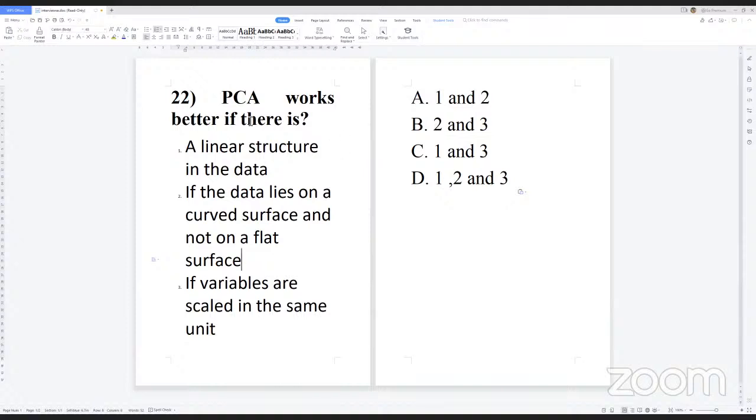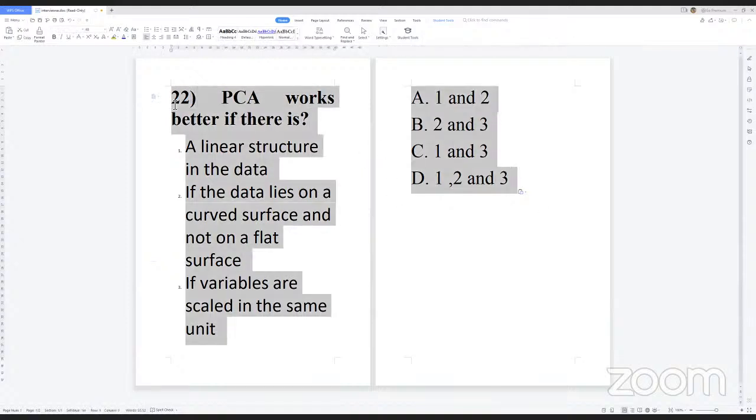With the question number 22, the answer would be C. Only 1 and 3 are true. So the second statement is wrong. So the answer would be C. C would be the answer for question number 22. Okay, today it's done. We have covered 22 questions in the PCA topic.